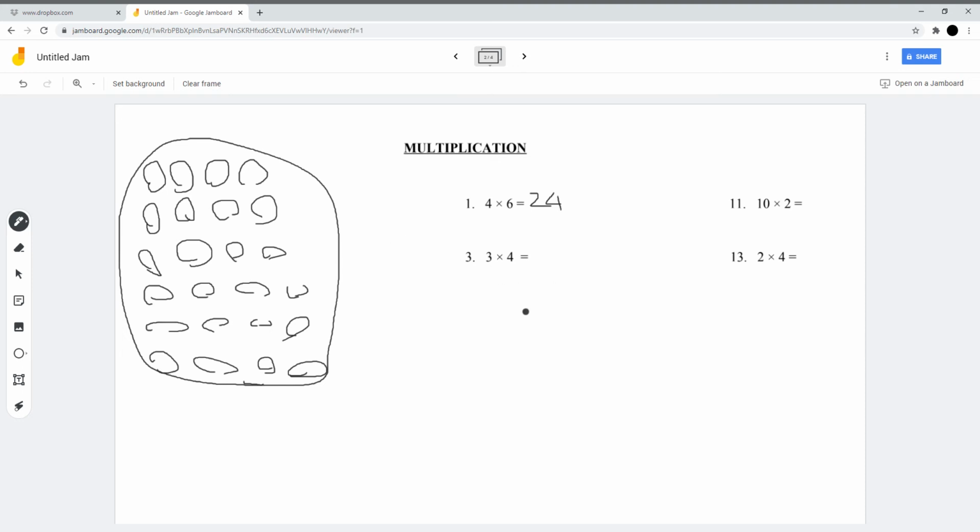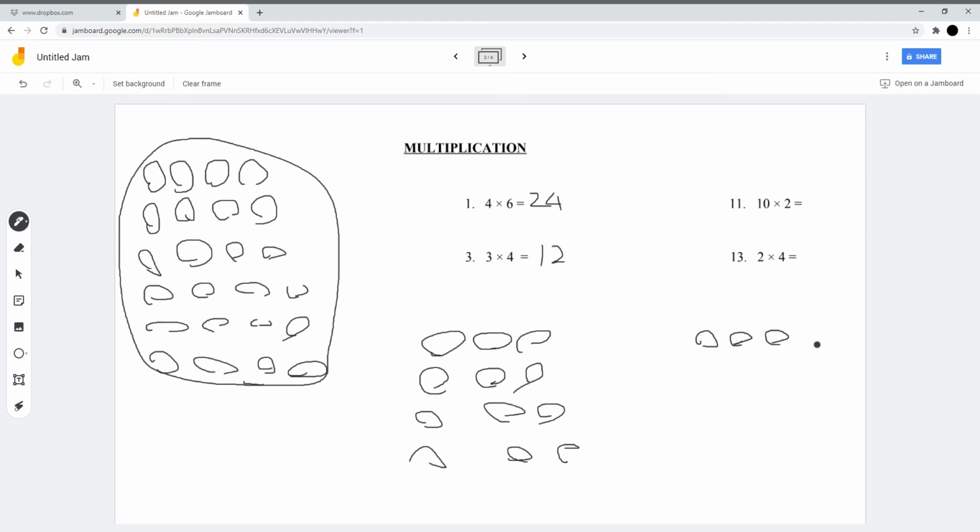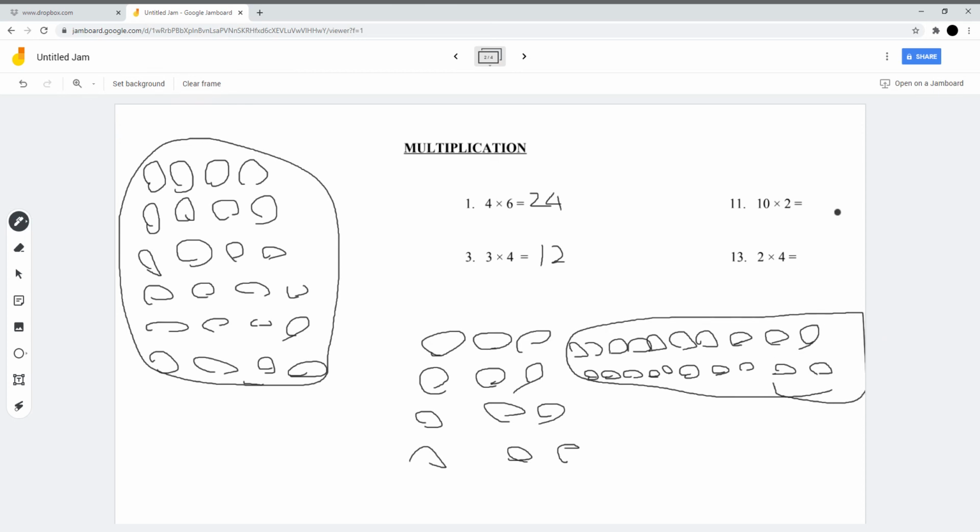Number 3, 3 multiplied by 4. 1, 2, 3, 4, 5, 6, 7, 8, 9, 10, 11, 12. The answer is 12. And 10 multiplied by 2. 2, 3, 4, 5, 6, 7, 8, 9, 10. And the answer is 20.